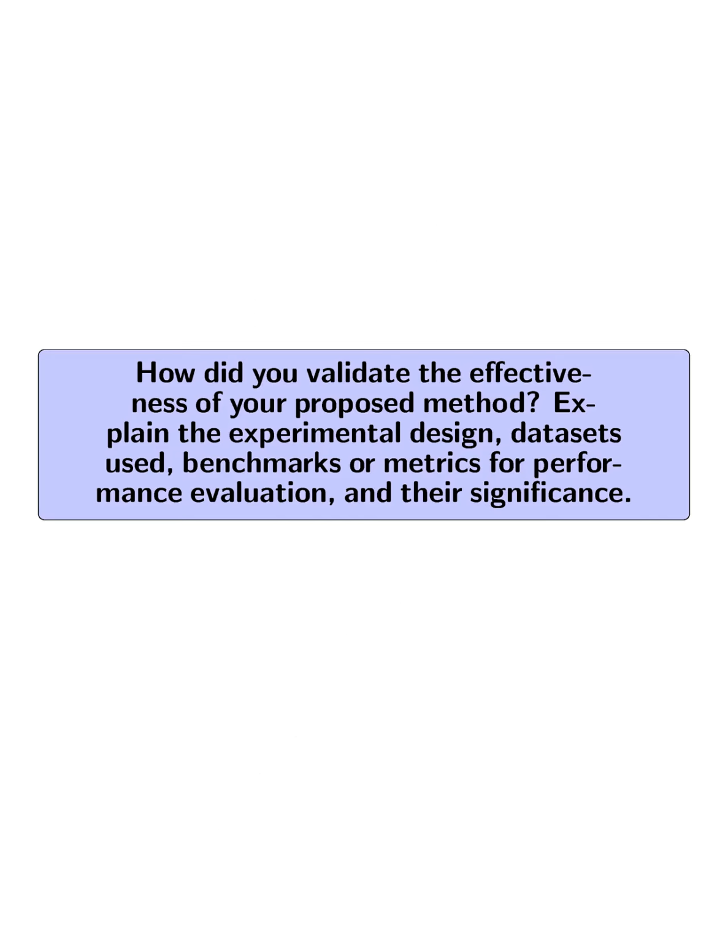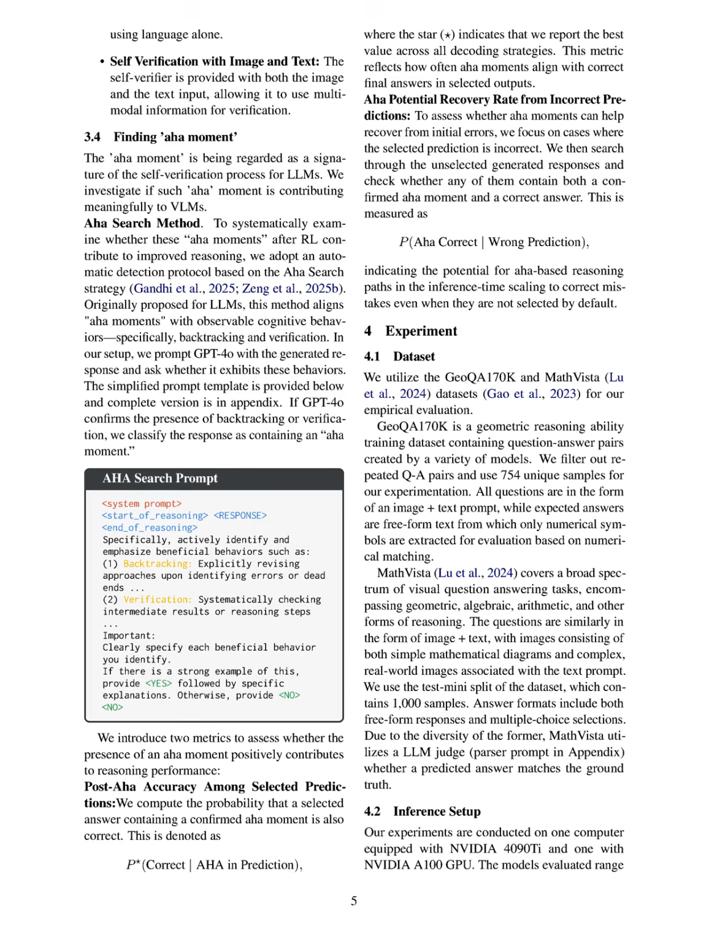How did you validate the effectiveness of your proposed method? Explain the experimental design, datasets used, benchmarks or metrics for performance evaluation, and their significance. To validate the effectiveness of our proposed method, we conducted extensive experiments using two datasets, GeoQA170K, which focuses on geometric reasoning with image-text pairs, and MathVista, encompassing a variety of visual question-answering tasks.